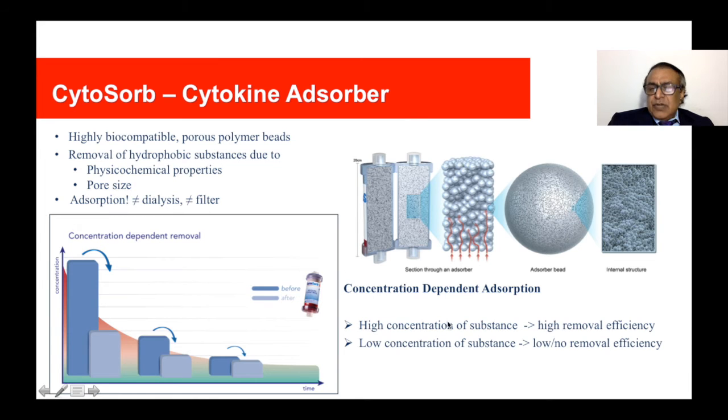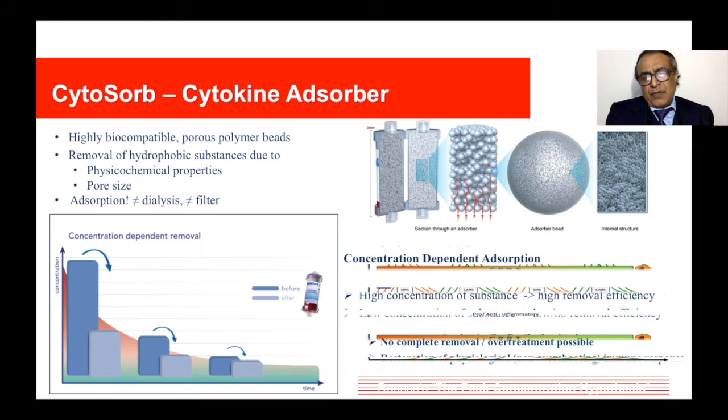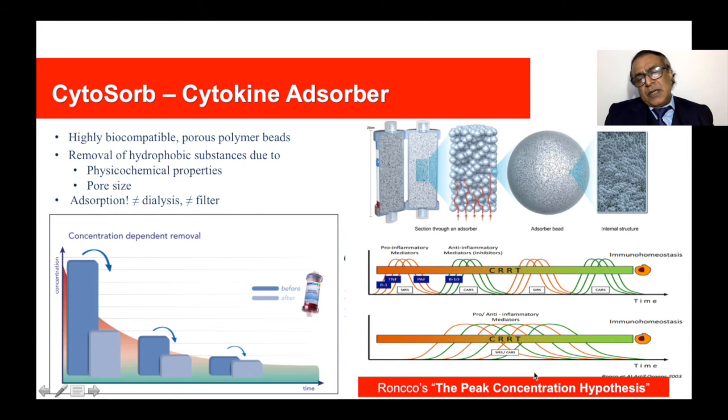And it depends on the concentration. It doesn't remove all the molecules, but the higher the concentration, the more removal. The lower the concentration, the less removal. Now, if you concentrate on this part, this is very important. If you remember the old hypothesis given at some point of time by Ronco and Bellomo, the peak concentration hypothesis, though it was in relevance to continuous renal replacement therapy, a similar kind of upper peak cut applies, so that harmony between the pro-inflammatory and anti-inflammatory cytokines is achieved by virtue of removal of these substances to some level, not to the complete depletion level.